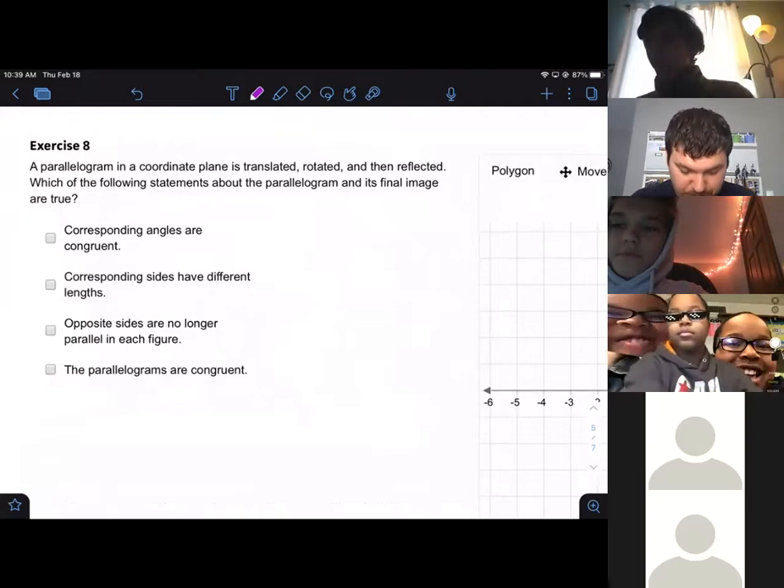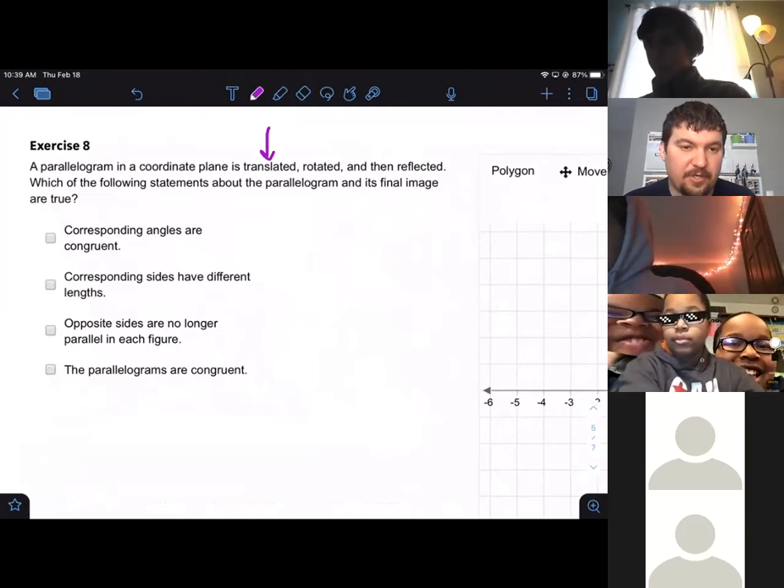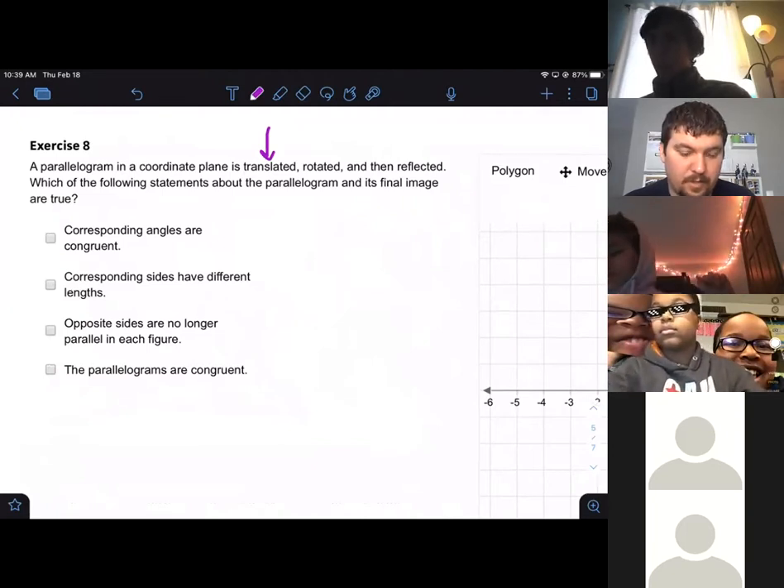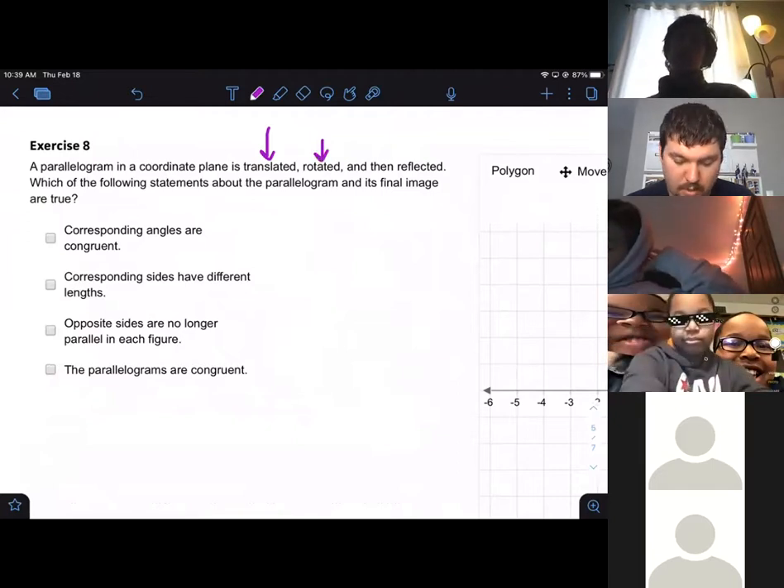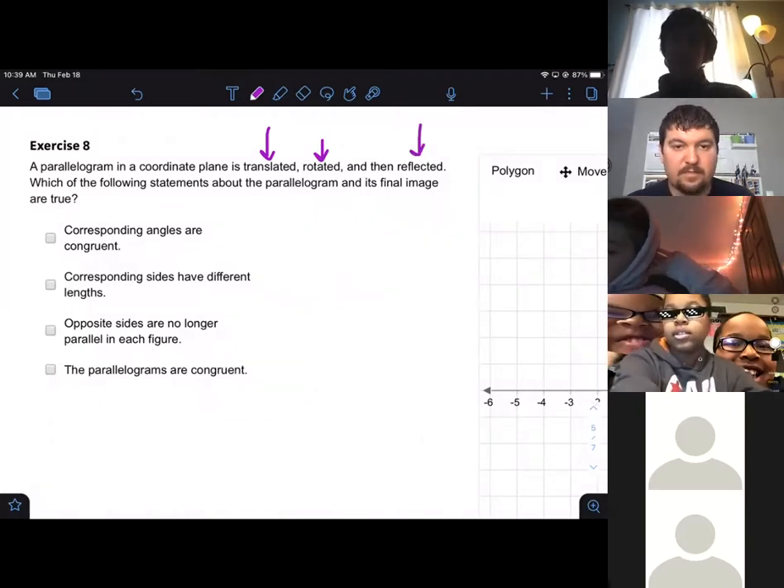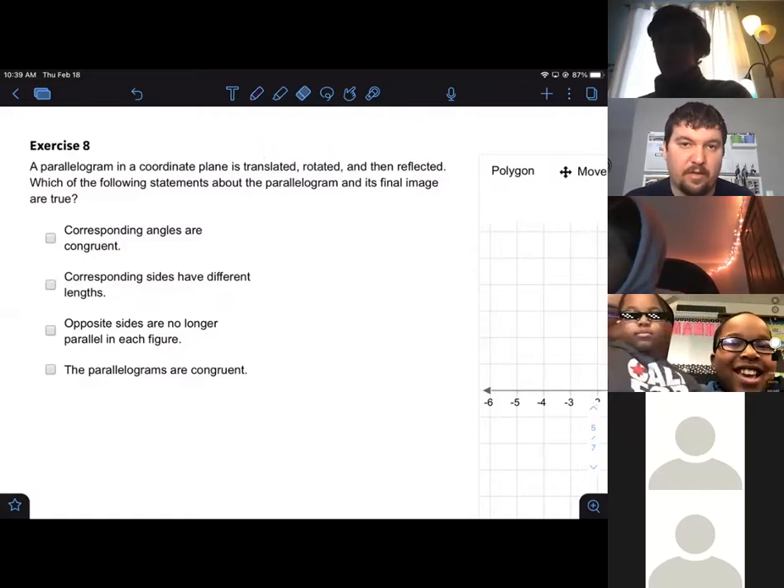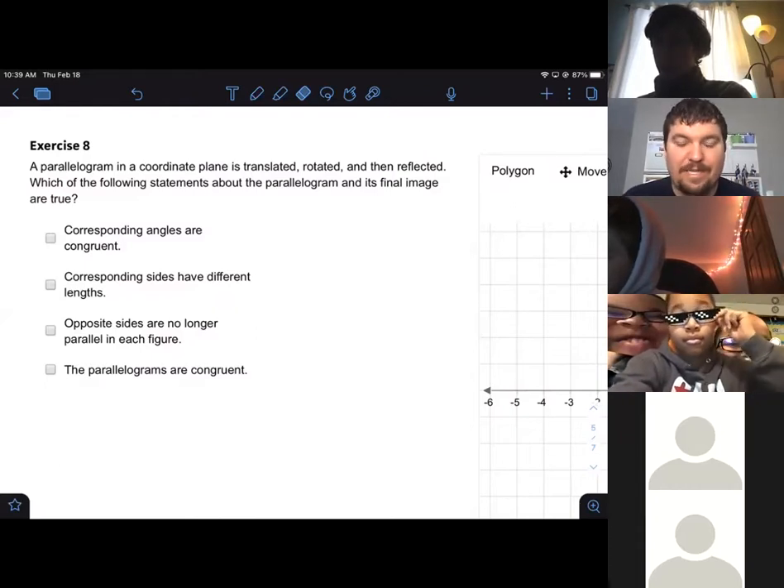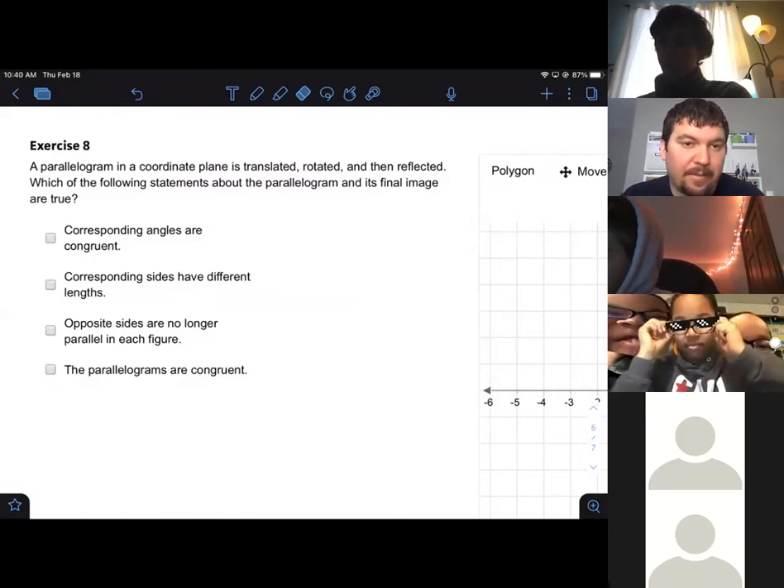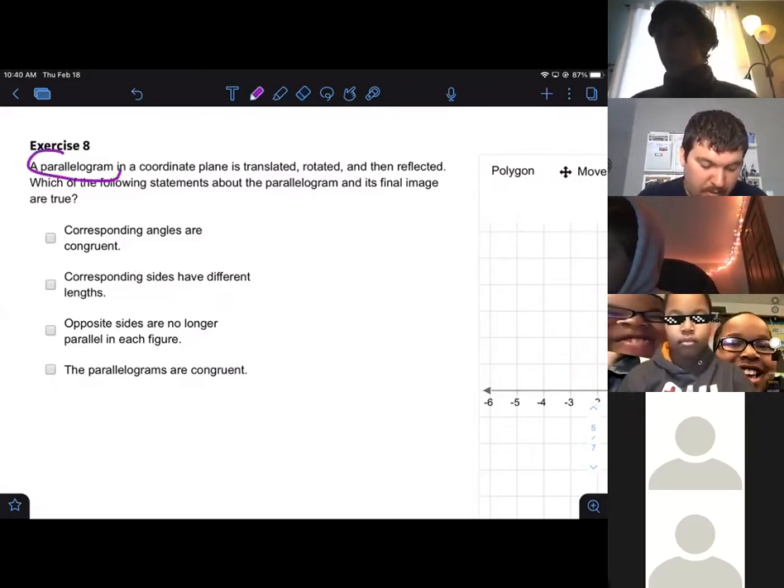So let me ask you this. When you translate, is that a congruent transformation or a similar transformation? Congruent. Okay. What about when you rotate it? Congruent. What about when you reflect it? They're all congruent, right? We haven't even talked about similar transformations yet, and there's only one of those, a dilation. So regardless of how many times I reflect it, rotate it, translate it, it's going to result in the exact same shape. It's just been moved somehow, right? So let's think about what we know about not only parallelograms, but congruent shapes.